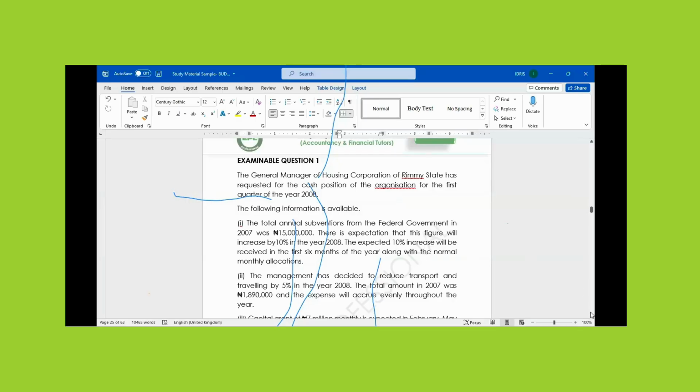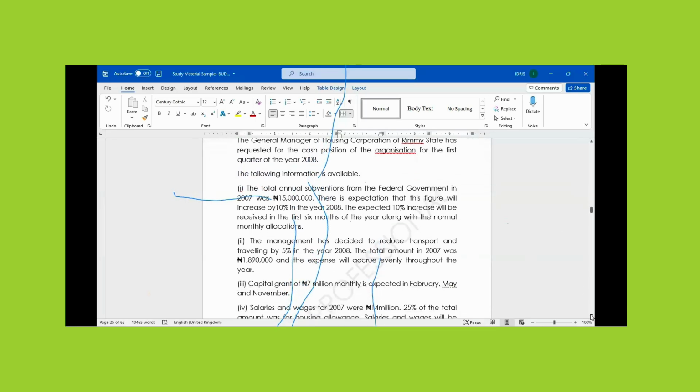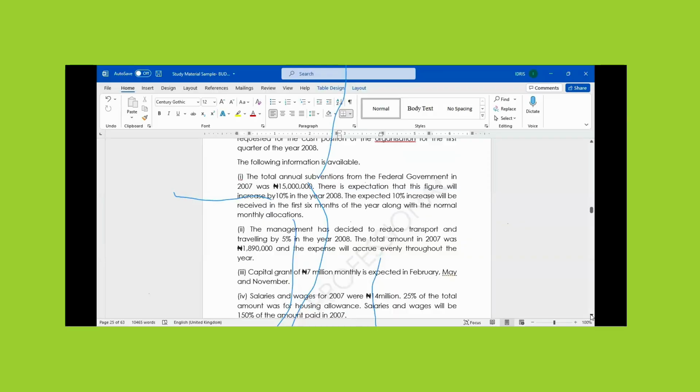15 million. The question now goes further, saying there is an expectation that this figure will increase by how many percent? 10% in 2008. 10% of 15 million is 1.5 million. So who can tell me how much they will now receive in 2008? 16.5 million. Let me share an Excel. I have an Excel for us to understand the solution.